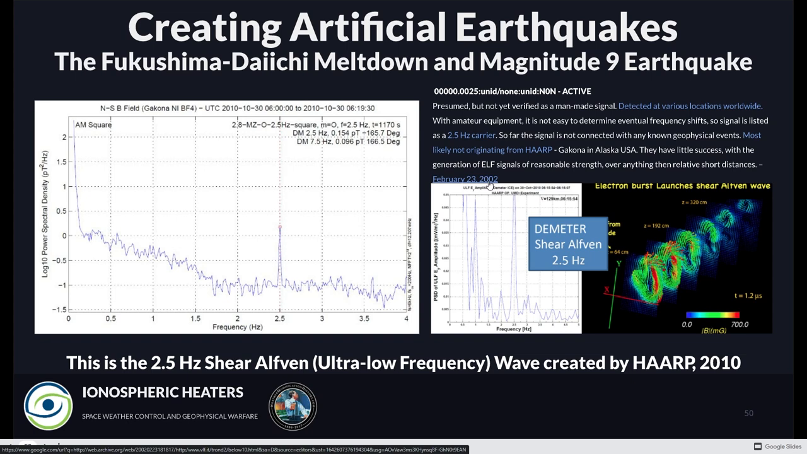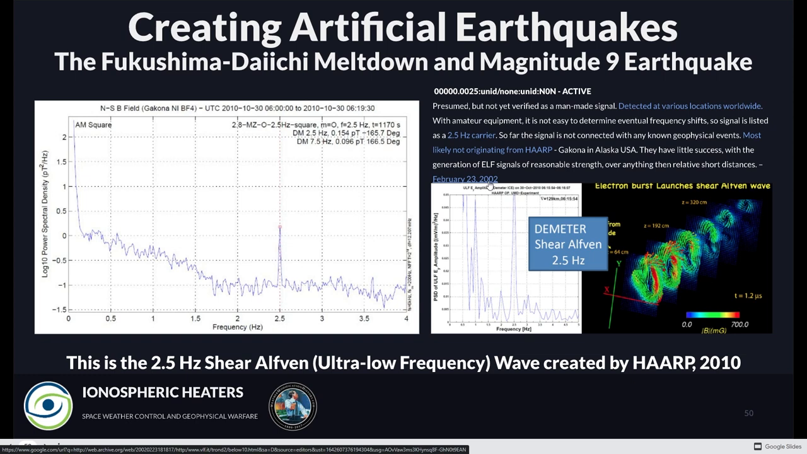HAARP was not even at full power by then. HAARP wasn't even at full power till 2006. And we're talking about 2011 when this occurred. So that website to this day still has not been updated on this. But that's the only place that I've found mentioning this 2.5 hertz signal. It was noticed as early as 2002 by them and verified.